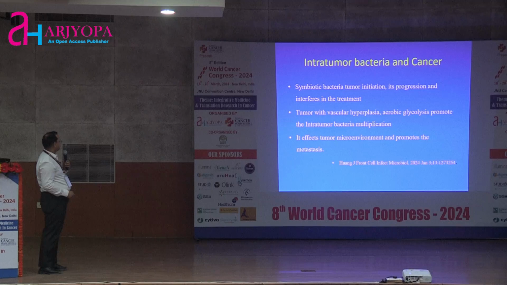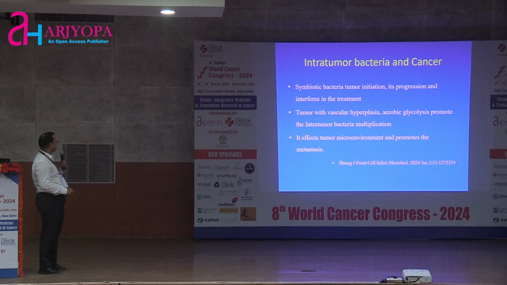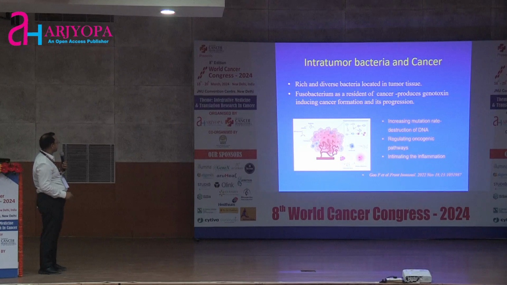One more piece of research I'm planning to do, this is my future planning. Symbiotic bacteria in the tumor initiate its progression and interfere in the treatment. I'm planning to study the presence of intratumor bacteria and its correlation with cancer. Tumors with vascular hyperplasia and aerobic glycolysis promote intratumor bacterial multiplication. It affects the tumor microenvironment and promotes metastasis. These are two of my projects that I'm planning to do.